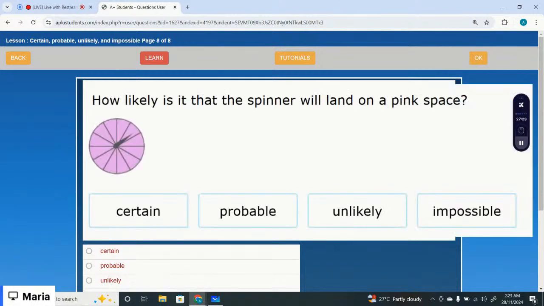How likely is it that the spinner will land on a pink space? So which is the correct option? The correct option is certainly, because all the spinner is pink. So whenever you spin, it will land on pink. So that is certain.